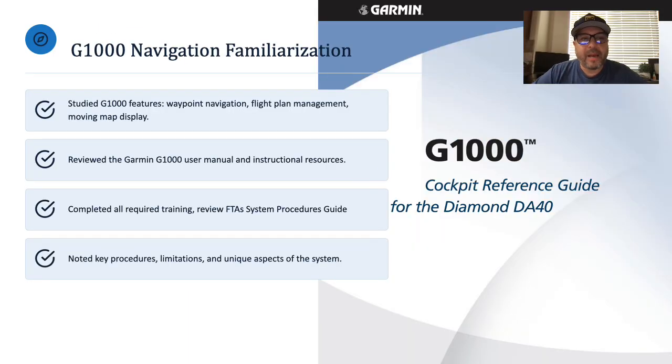So for G1000 navigation familiarization, I've been in flight training for about 2 years now. So flying with the G1000 for 2 years, I've learned a lot about it, but you can always learn more. We did study the cockpit reference guide for the Diamond DA40, along with all the other reference guides that we've done along this course. We're going to complete all the required training, review the FTA Systems Procedures Guide, and any kind of limitations and unique aspects of the system.